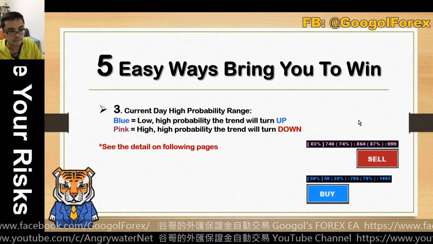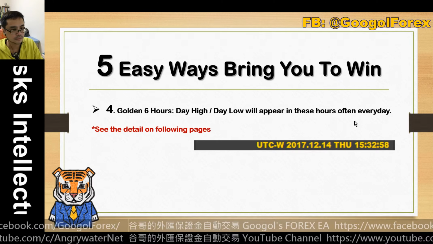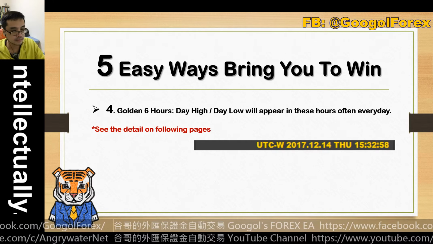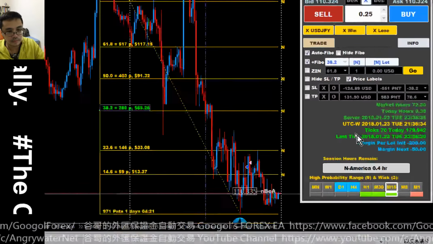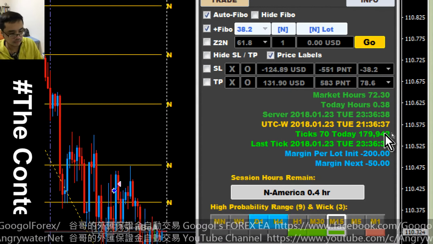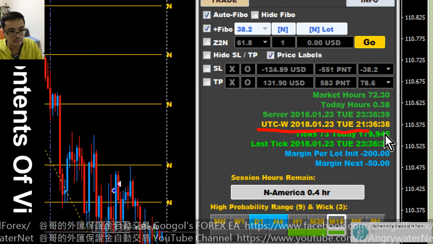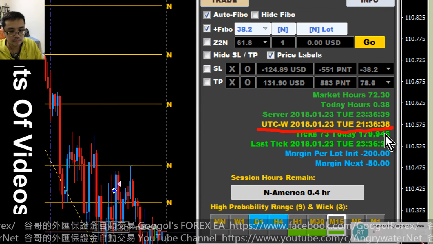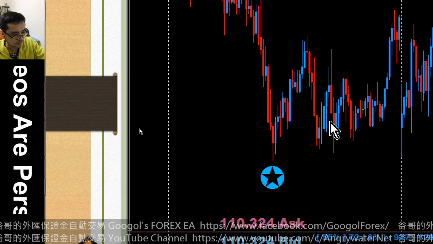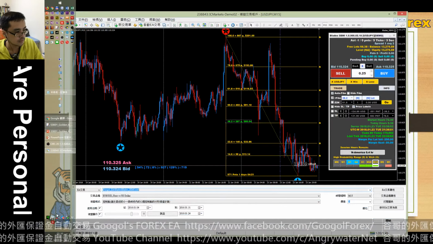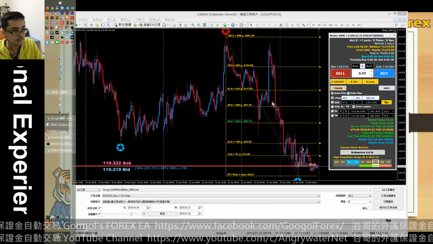The fourth important thing is a statistical phenomenon. According to the candle data of past years, the highest and lowest extreme positions will appear in certain hours with about 75% probability every day. Googol named it the golden 6 hours. Blue or red star marks which appear during these 6 hours will be more reliable, with higher probability of indicating the positions of day low or day high. It will help you to sell at the highest position or buy at the lowest position of the current day.